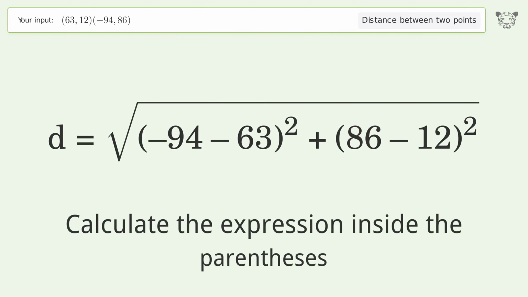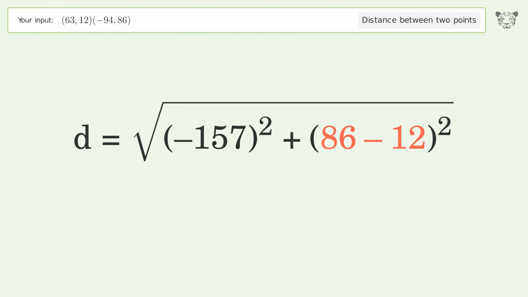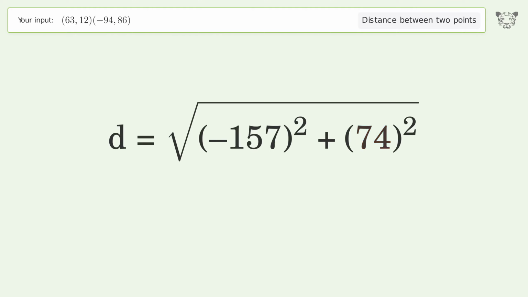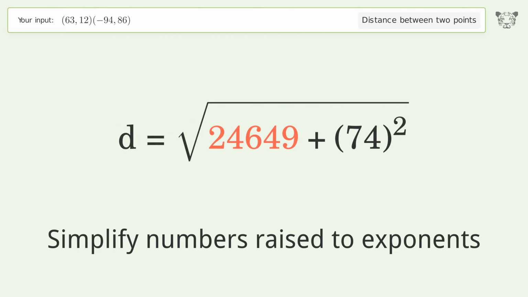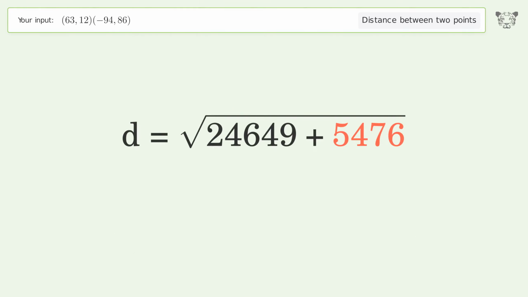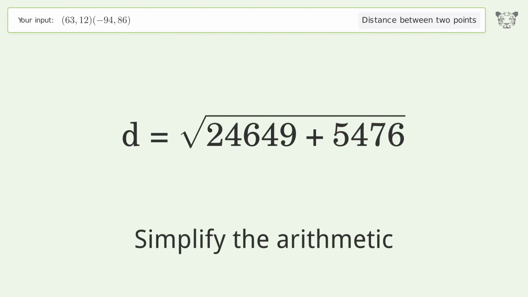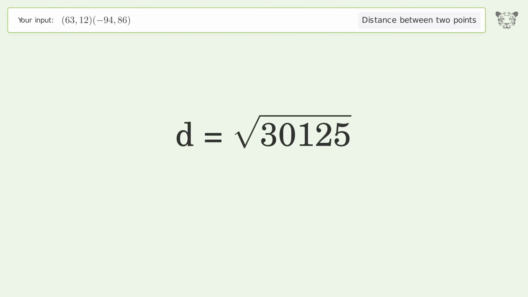Calculate the expression inside the parentheses. Simplify numbers raised to exponents. Simplify the arithmetic. And so the distance between the 2 points is the square root of 30,125, or 173.566.